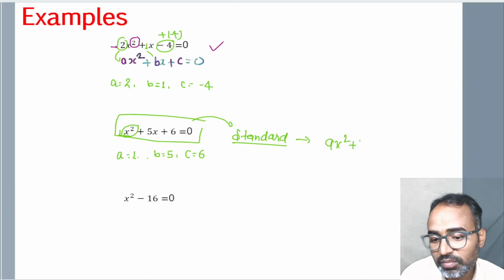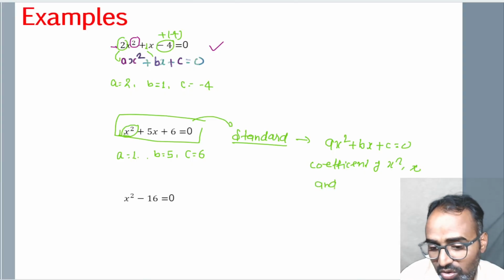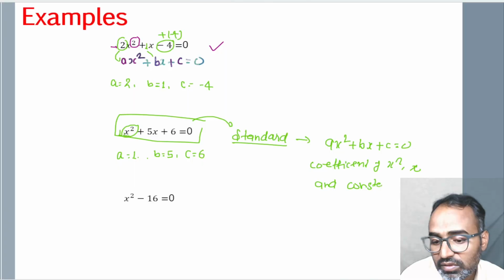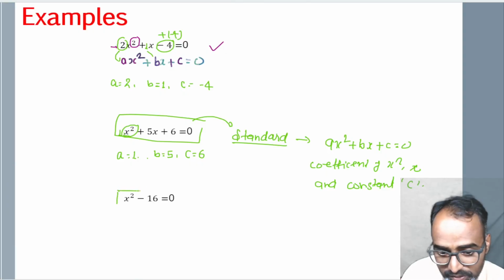x square plus bx plus c is equals to 0. Then only we can compare and we can find the coefficient of x square, x, and constant term c.